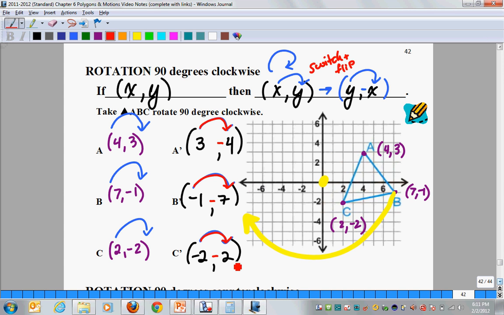Let's graph that now. So we have positive 3 and negative 4. That's going to be our new sub A. Positive 3 and negative 4. And then we have negative 1 and negative 7, which is going to be down here. That's our sub B. And then negative 2, negative 2, that's our sub C. And close that up.